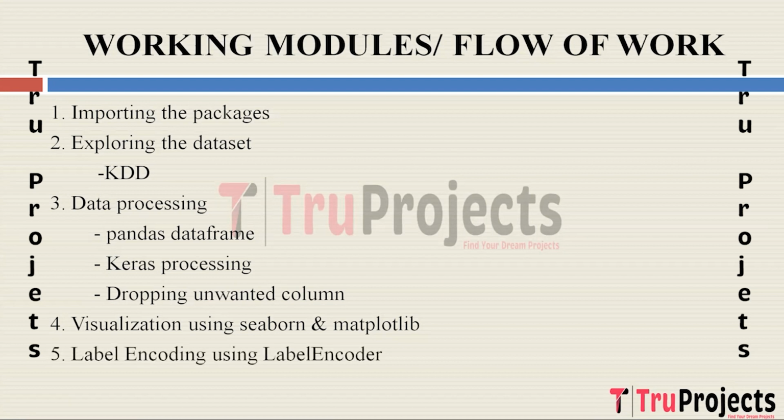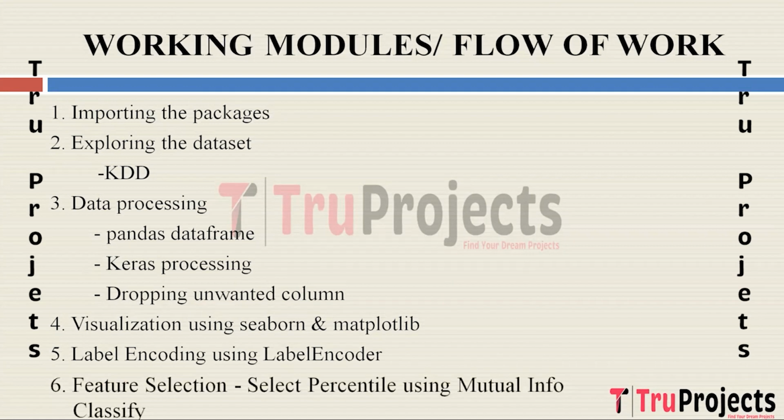Label encoding using label encoder. In the context of machine learning and deep learning, categorical variables need to be converted into numerical format. The label encoder is a tool to assign a unique numerical label to each category in the target variable, facilitating model training and prediction. Feature selection.